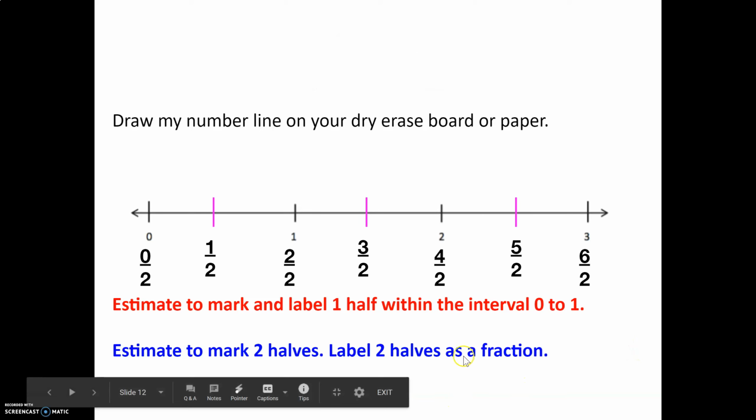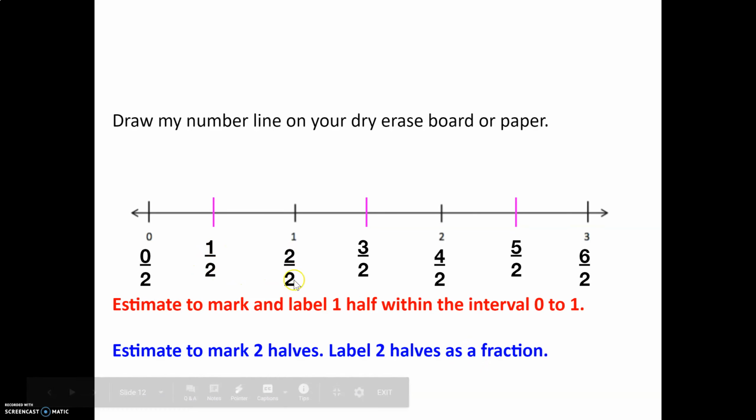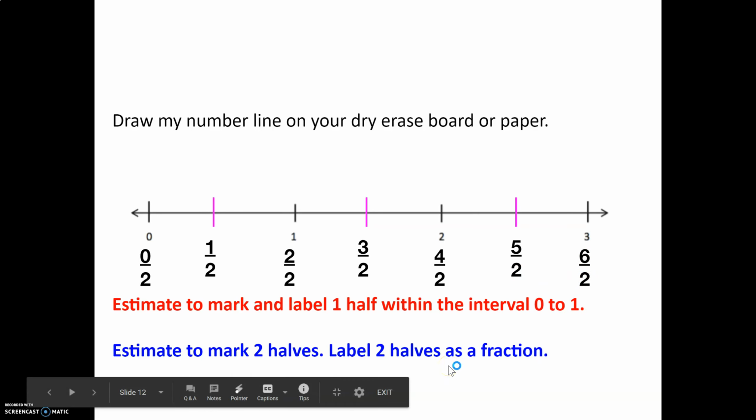Does your number line and your fractions look like this? 0/2, 1/2, 2/2. Remember, 1 whole, 2/2, 3/2, 4/2, 5/2, 6/2.